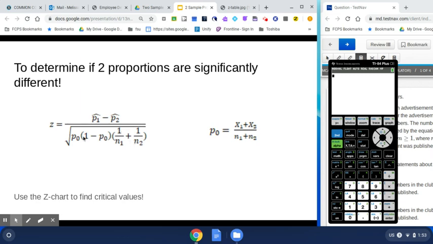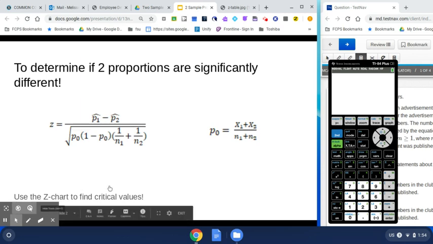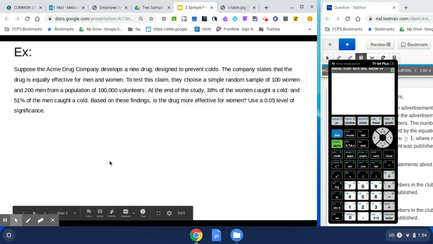Just another note here, guys, P sub 0 and 1 minus P sub 0, those are complements of one another, or if you choose to call them P sub 0 and Q sub 0. So if P sub 0 is, let's say, 40%, this value would then be 60%, or 0.4 and 0.6. Okay, we'll get into that a little bit more when we look at the examples. We do use the z-chart to find any critical values for our step number 2. All right, let's take a look at that first example.